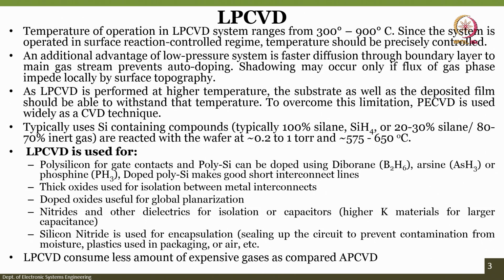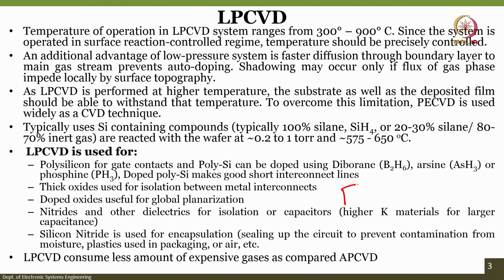So, LPCVD is used for, one, polysilicon for gate contacts, and polysilicon can be doped using diborane, arsine or phosphine. Doped polysilicon makes good short interconnect lines, right. So, in this case we can use LPCVD. Next is, if I want to have thick oxide isolation between metal interconnects, we can do that as well.